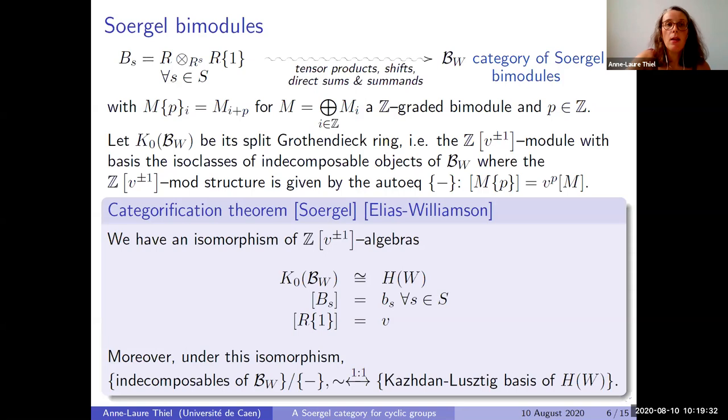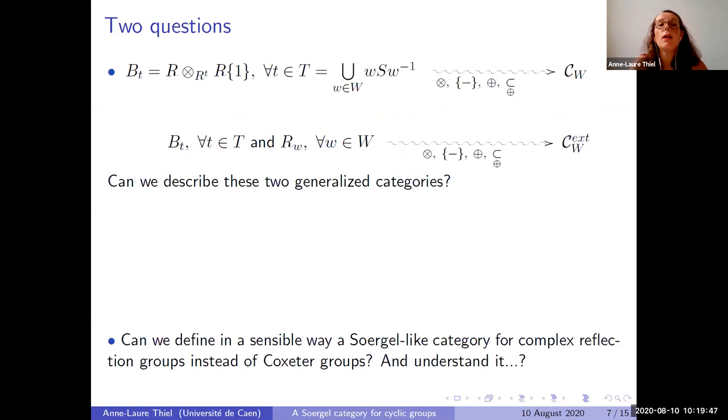Okay, so that's about it for the classical Soergel story. And starting from here, I want to ask a couple of questions. The first one is the following. Okay, let's consider two quite natural generalizations of the Soergel category. What happens if I take as generating bimodules, instead of the ones corresponding to simple reflections, all the bimodules corresponding to all the reflections of my Coxeter group? I recall to you that any reflection in the Coxeter group is just a conjugate of a simple reflection. But what's happening when I take those as a set of generators?